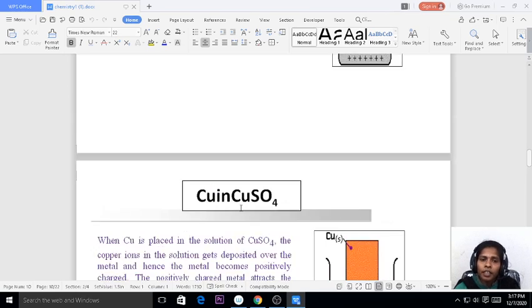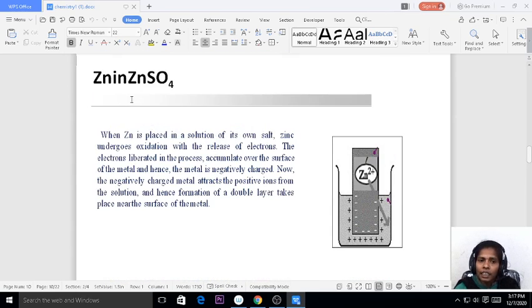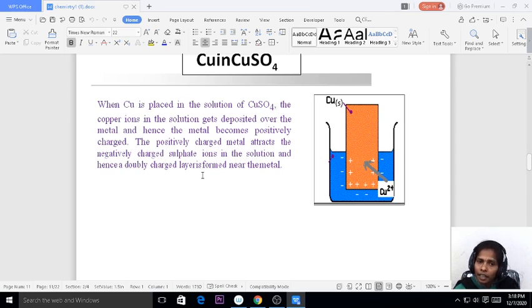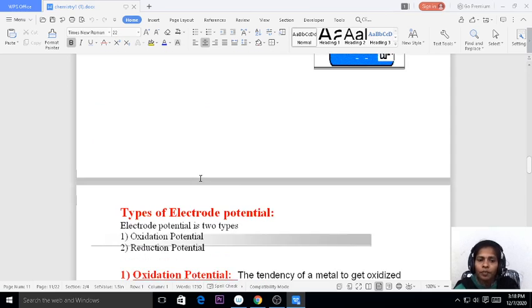So when zinc is dipping in zinc sulfate, it is releasing the oxidation potential, that means zinc undergoes oxidation. But when copper is dipping in the copper sulfate solution, copper undergoes reduction. So simply, in electrode potential, either the metal undergoes oxidation or the metal undergoes reduction. When the metal undergoes oxidation, it gets a negative charge, and when the metal undergoes reduction, it gets positively charged. That is oxidation and reduction of the metal in the electrode potential.